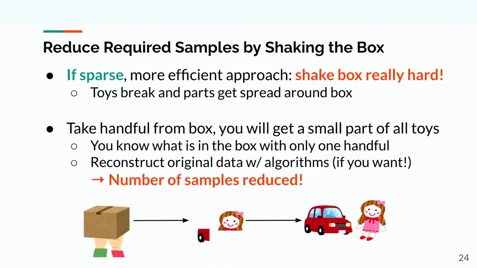We shake the box. We shake the box really, really hard until all the toy parts break apart. And so when you finally open your box full of broken toys and you put your hand in it and you pull out a handful, well, you know what's in the box. You'll get the arm from the doll, the wheel from the car, half a trumpet. You won't get everything, but you will get information about everything. And all it took you was one handful. Effectively, we've reduced the number of samples.